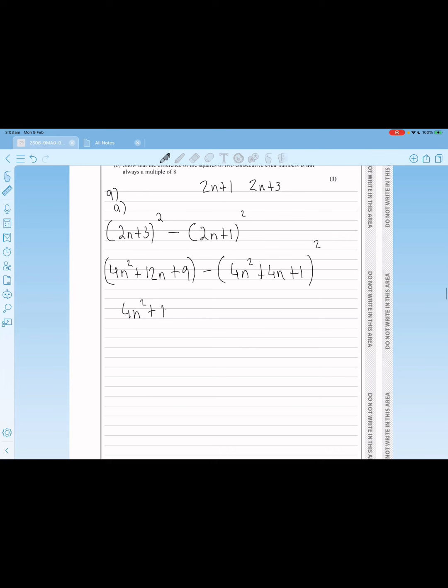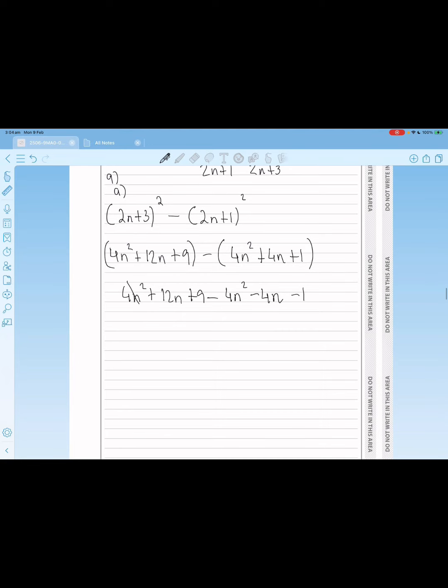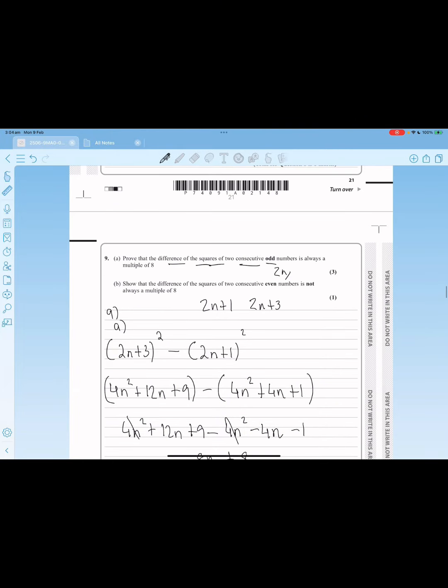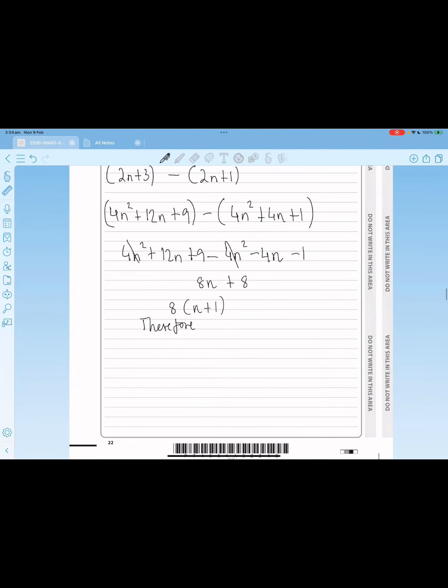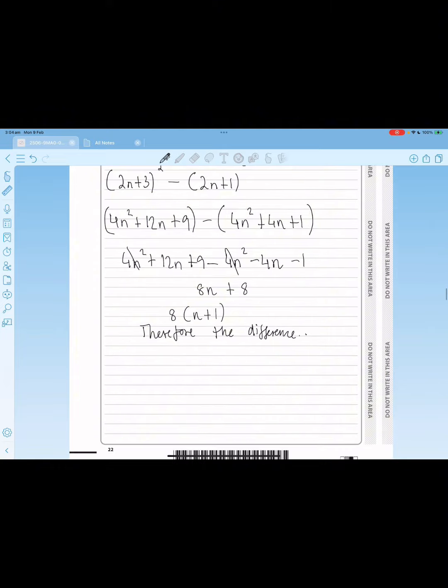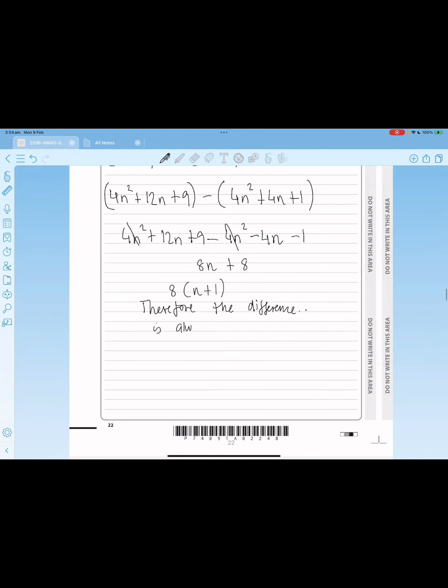Now we just solve this. So 4n squared plus 12n plus 9 minus 4n squared minus 4n minus 1. These n squares cancelled out. We're left with 8n plus 8. So therefore, I can take out an 8 and say 8 times n plus 1. Therefore, and then you just repeat that statement. I'm not going to write the whole thing out, but you just write the entire thing: the difference of the squares of two consecutive odd numbers is always a multiple of 8. This is like your summary statement, multiple of 8.